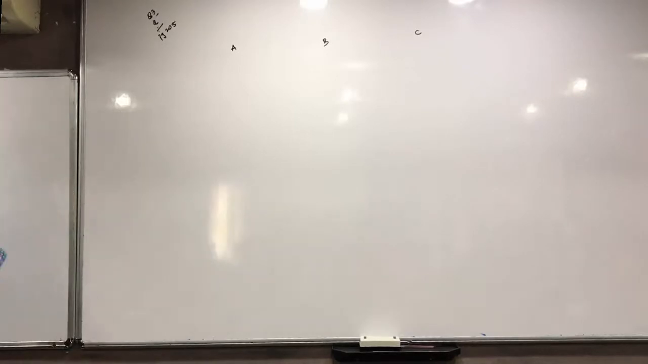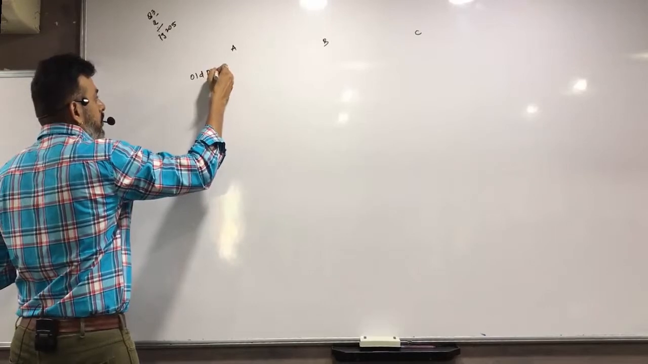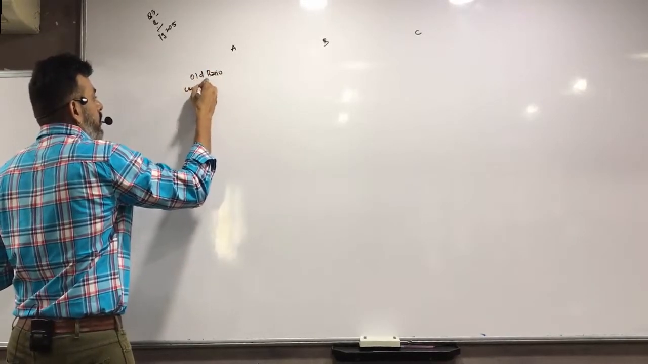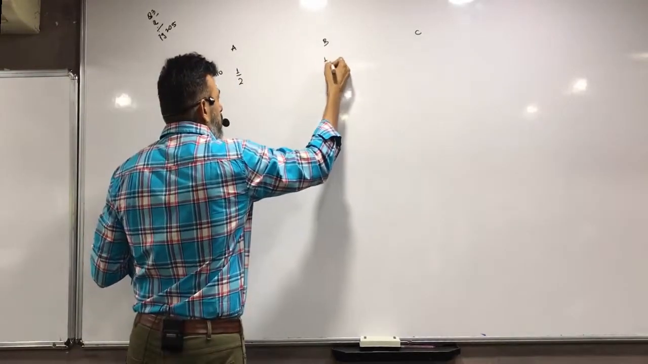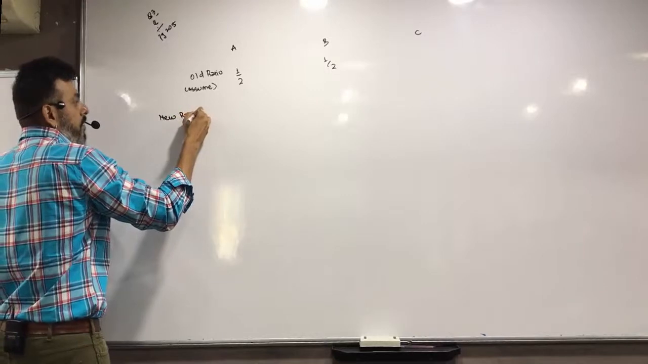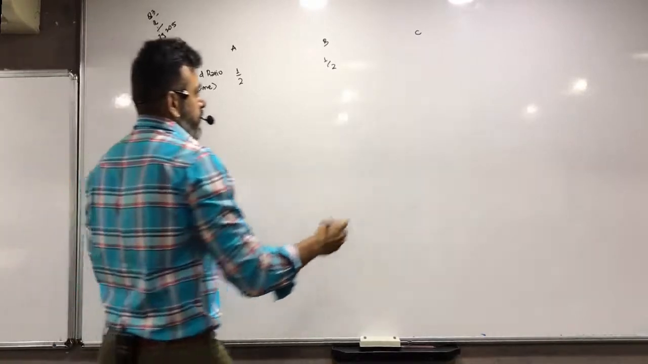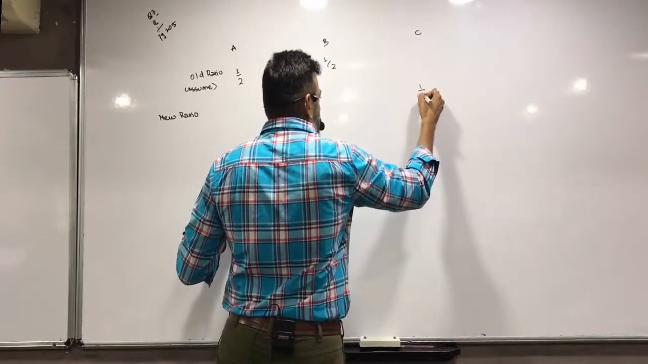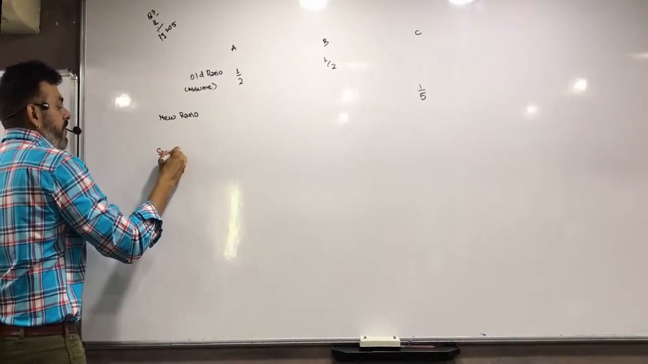Equal. So let's look. Old ratio we assume as equal. New ratio. Now C gets how much? C gets 1/5. Sacrifice.